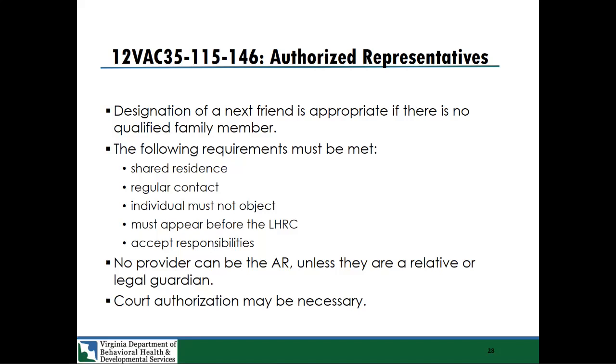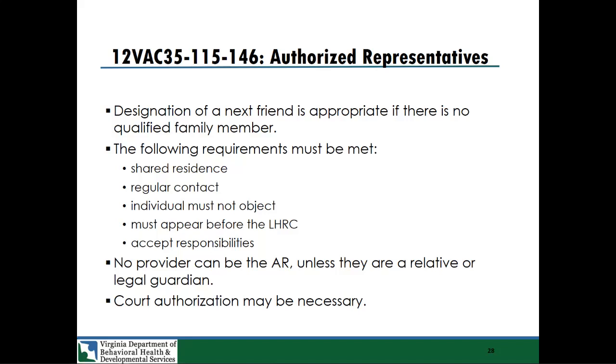Any person employed by the provider, including the director, may only serve as an individual's AR for whom they are providing services if that person is the individual's relative or legal guardian.